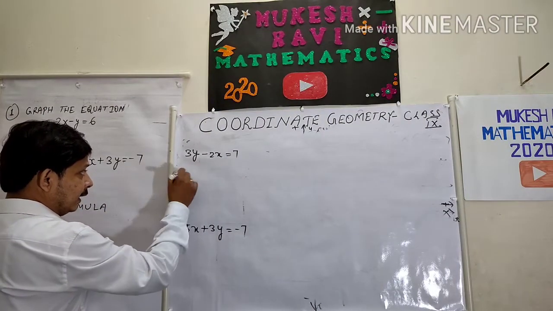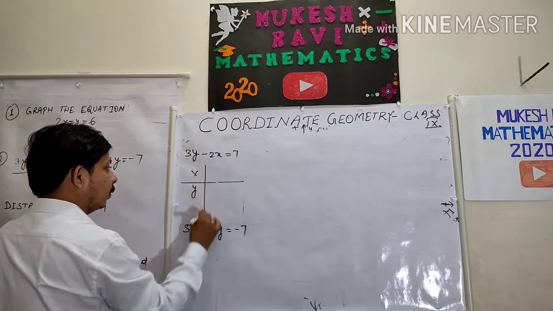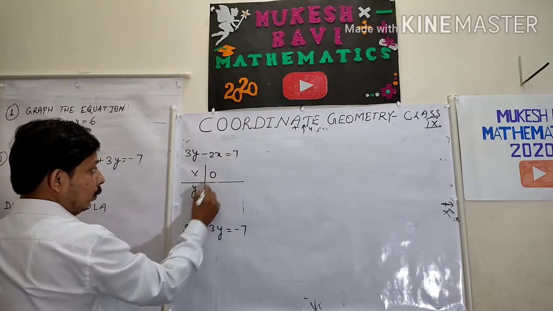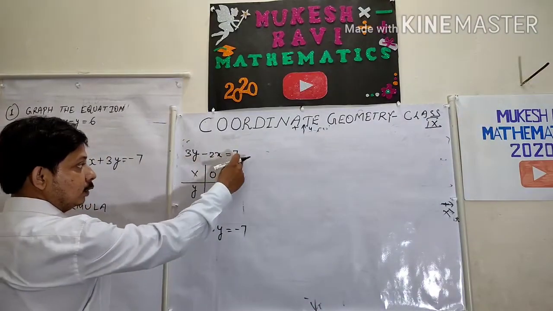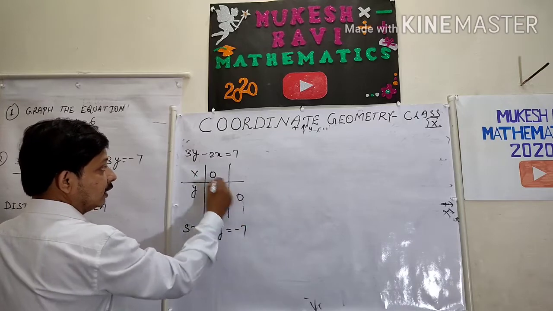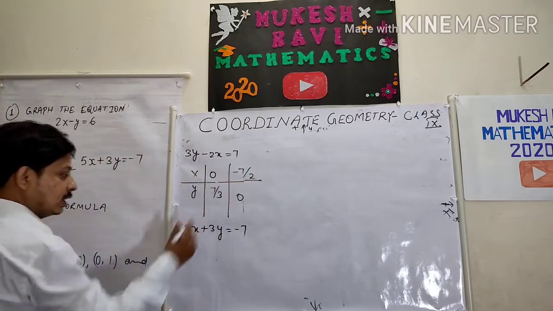Here we will take x and y, and now if x equal to 0, y equal to 7 by 3. 3y is equal to 7. And if y equal to 0, x equal to minus 7 by 2. I hope this is visible.